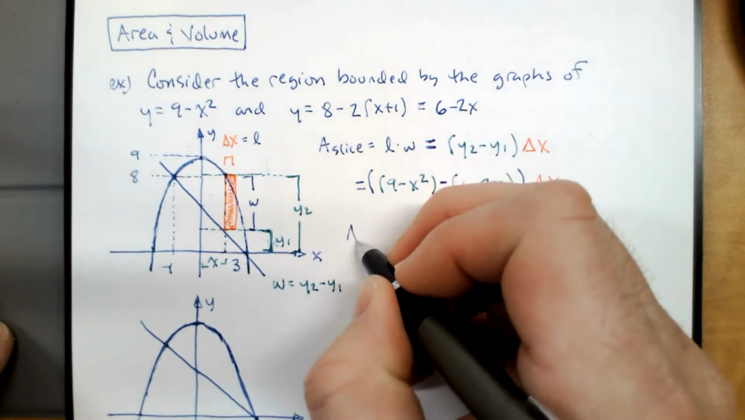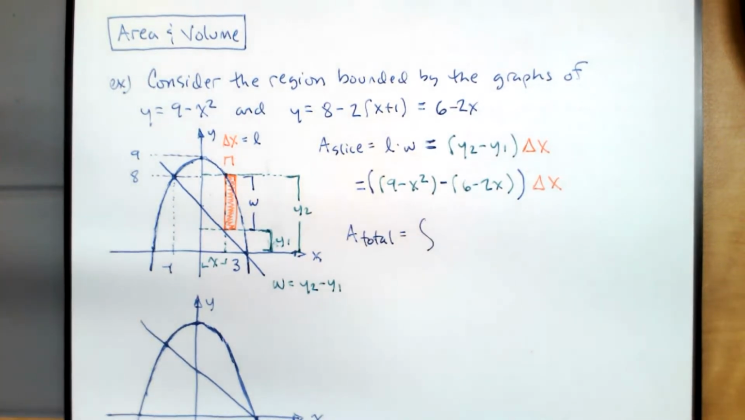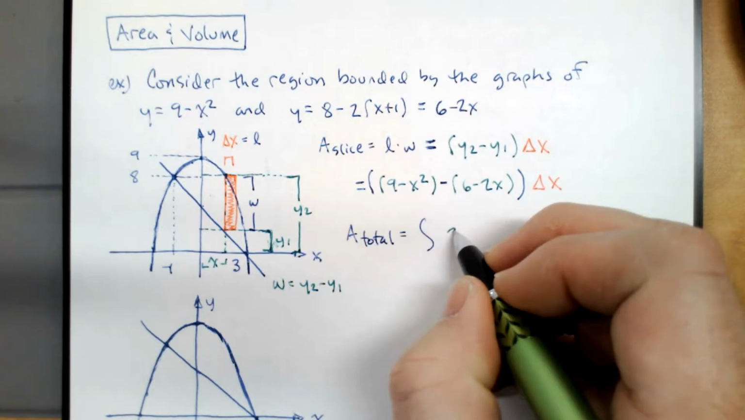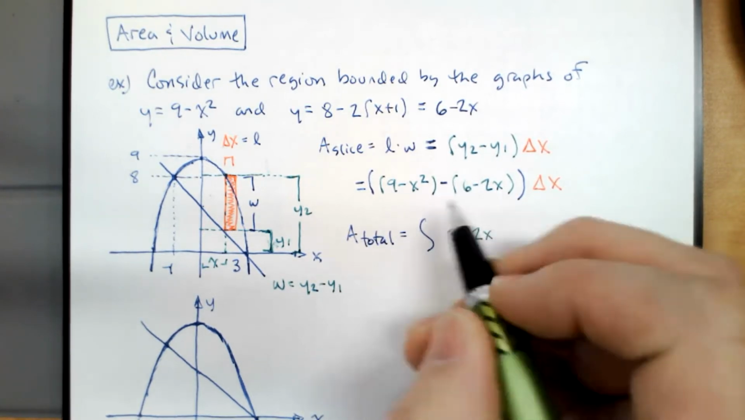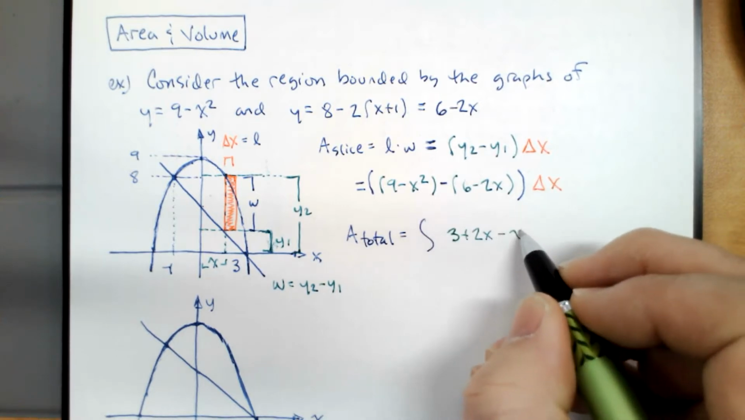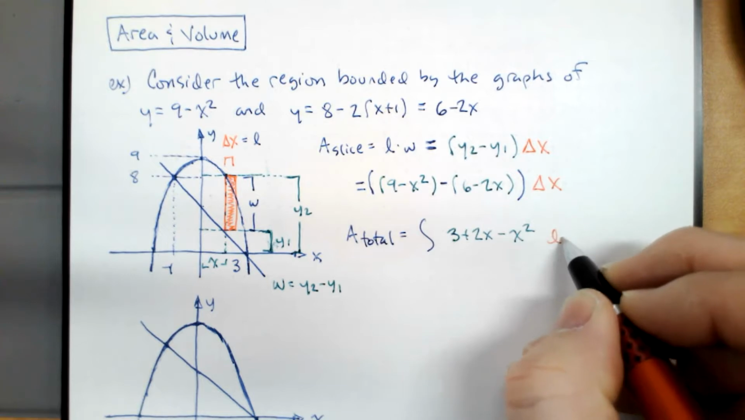So the area total, this is where we switch to a definite integral. We add up all such slices into a Riemann sum. Let the number of books go to infinity, so they become infinitely thin. And I want to clean this function up a little bit. We got 9 minus 6 is 3. Minus and minus is plus 2x and minus x squared. Our discrete delta x becomes a continuous dx.